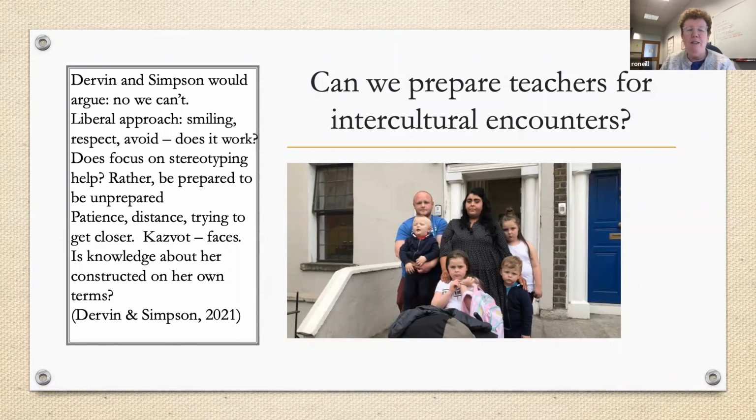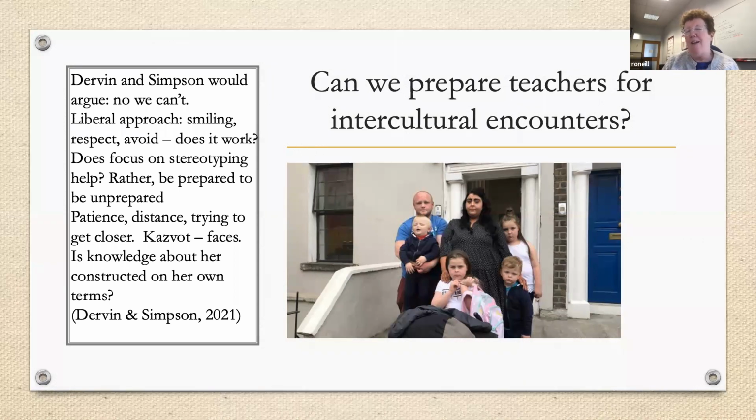And Dervin and Simpson argue that we could try the approach which has been tried for a long time in intercultural studies, where you expect that the teacher or the participant will go in smiling, showing respect, avoiding topics where there might be conflict. But they argue, does this actually work? Does it actually lead you to not engage properly? And if you focus a lot on stereotyping and trying to overcome stereotyping, does that work as well? Does it actually help relationships? They argue it's better to be unprepared.